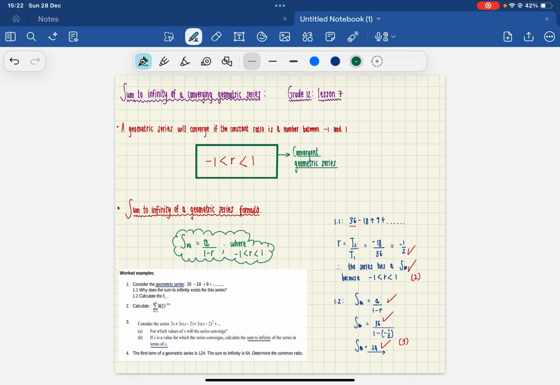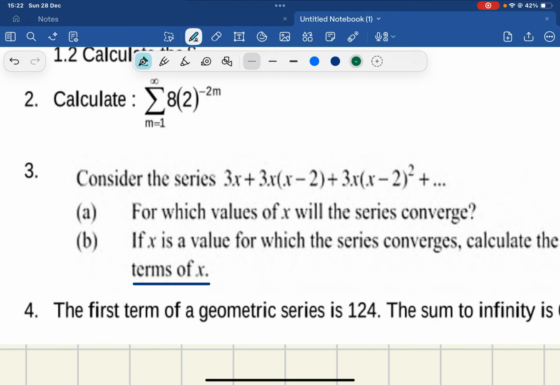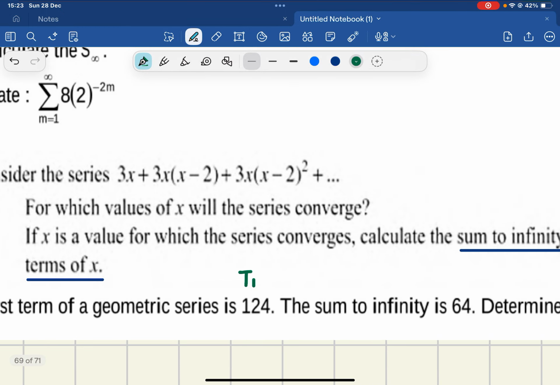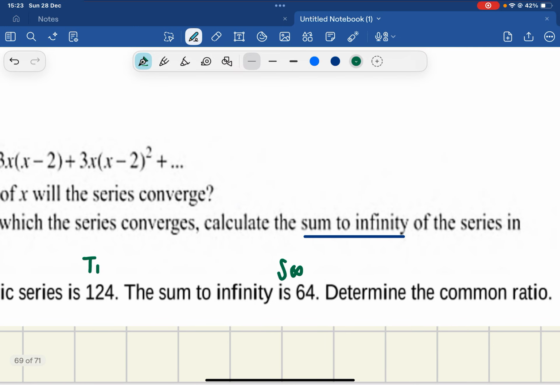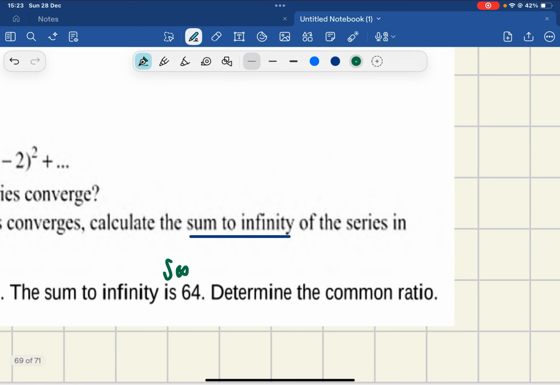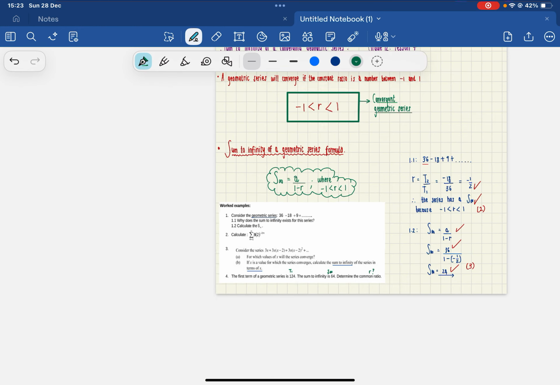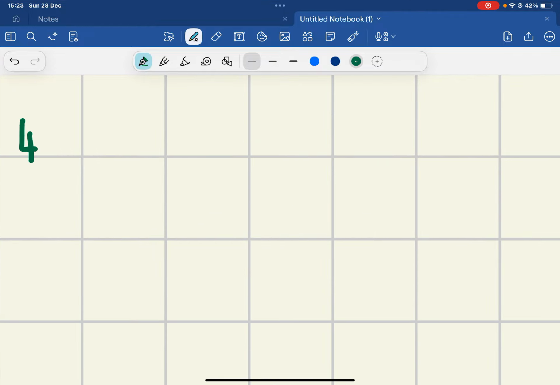Now it says, the first term of a geometric series is 124, boys and girls. So this is T1 is 124. The sum to infinity is 64. Calculate the common ratio. What's a common ratio? The value of our common ratio is r. R is unknown. So let's write out a formula and let's quickly solve.